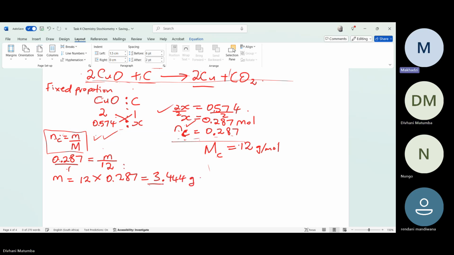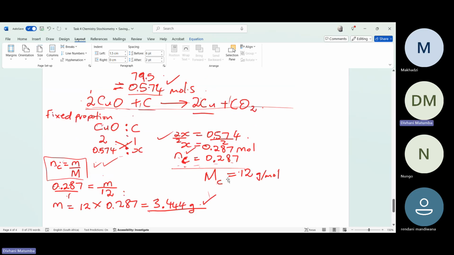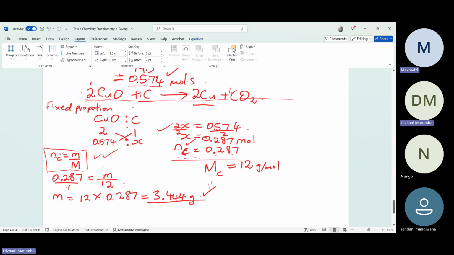Grams. That is correct. We did solve for the mass of carbon, but I don't understand here. Which part? The last step, where we had to substitute with 12. Oh, okay, now I see. Okay, let me re-explain it.